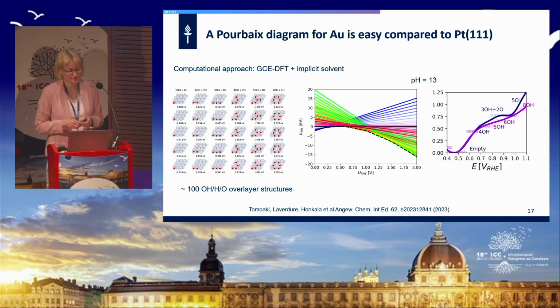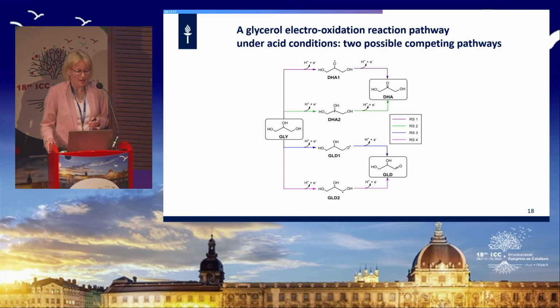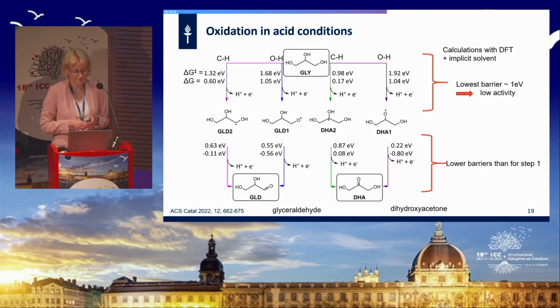Anyway, it shows that on a platinum surface, the overlayer structure is much more complex. And if you look at the electrooxidation of glycerol on that surface, the calculations become a bit more tedious, as we have observed. Now, glycerol electrooxidation under acidic conditions, we form dihydroxyacetone, so DHA is the main product. However, it can also form the glyceraldehyde, GLD. These two pathways are competing, and the question is which one is winning based on the calculations.